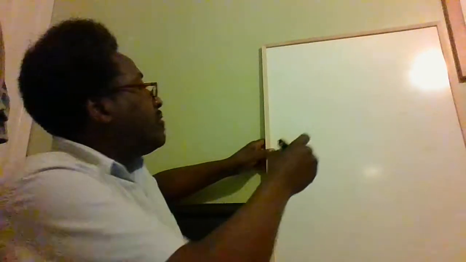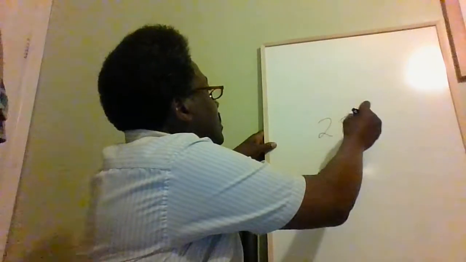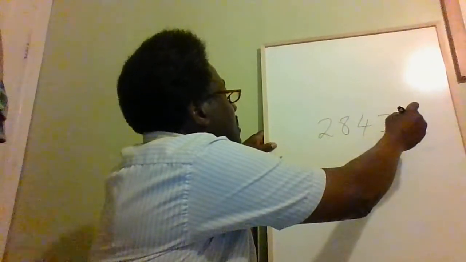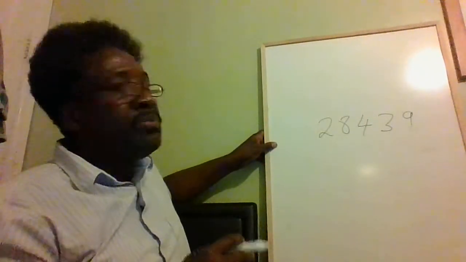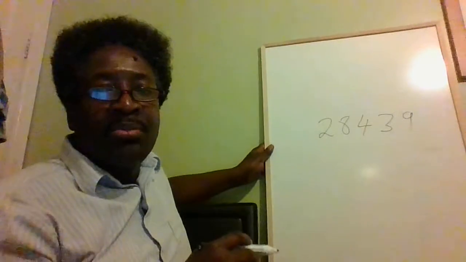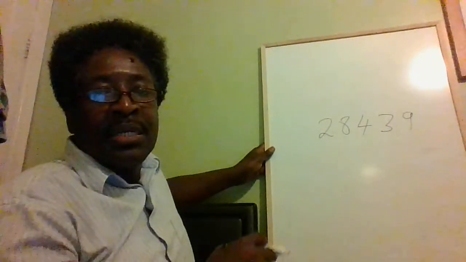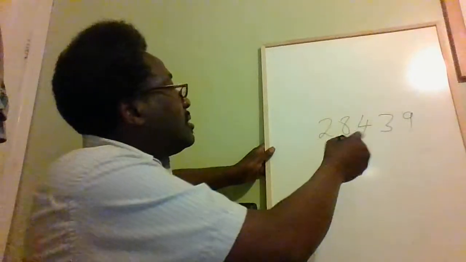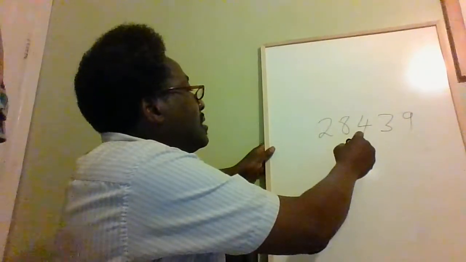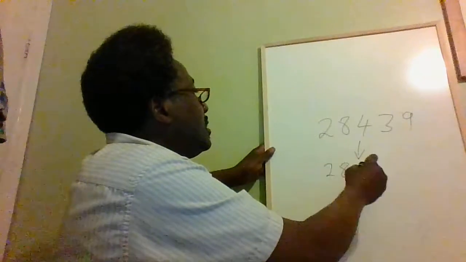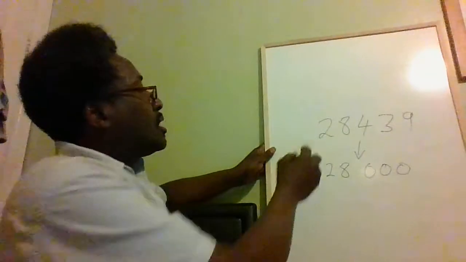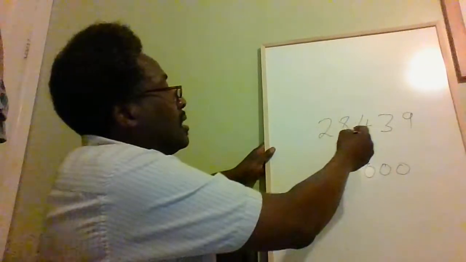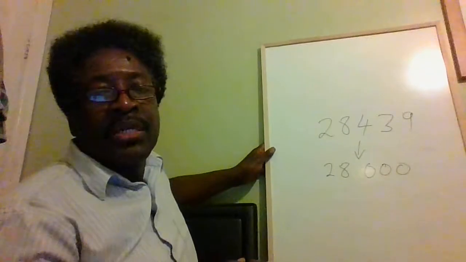So let me pick a random 5-digit number. Let's say 28439. Remember, with a 5-digit number, a good starting point is to make the last digits zero. Imagine the last 3 digits as zero. So you have 28 with 3 zeros. You keep the first 2 digits, and the last 3 digits, you make them zero.